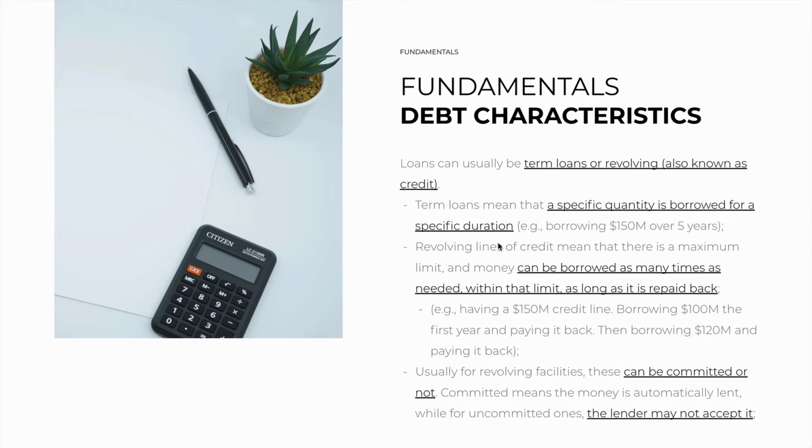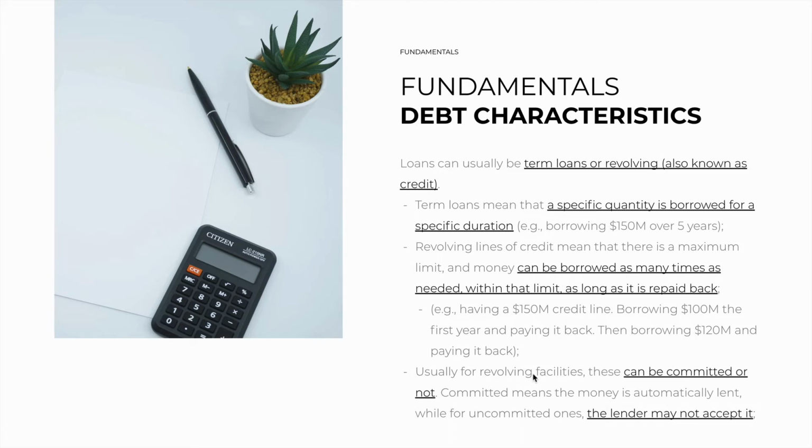Done. Revolving credit lines, however, mean that there's usually a maximum limit, and money can be borrowed as many times as needed within that limit, as long as it's repaid back. And this can be repeated as many times as necessary within that period. For example, having a 150 million credit line over 5 years. You can borrow 100 million the first year, then pay it back, then borrow 120 million and pay it back, and you keep on borrowing and paying within that limit. A much simpler example is credit cards. You have a credit limit and you can borrow within that limit. Once you reach the limit, you have to repay what you borrowed in order to borrow again.